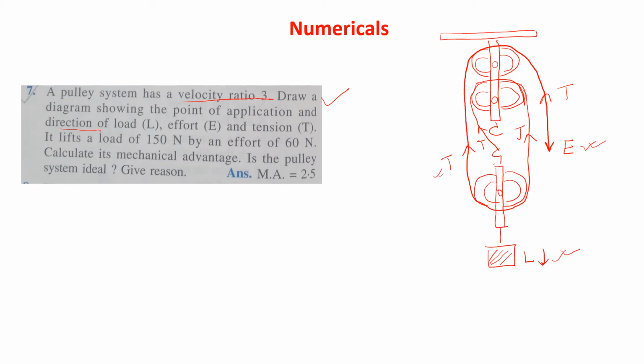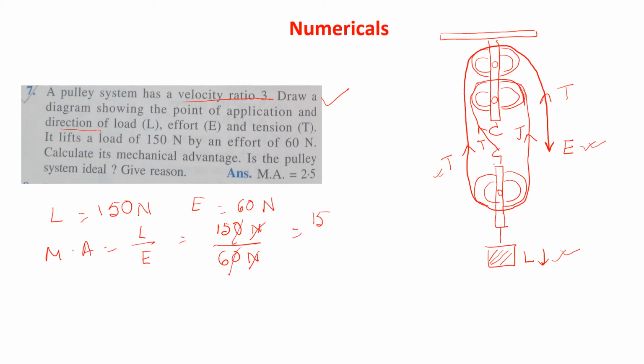Now it lifts a load of 150 Newton. So load is equals to 150 Newton and an effort is 60 Newton. Calculate the mechanical advantage. Mechanical advantage is equals to load by effort. So it is 150 Newton by 60 Newton. Now this Newton gets cancelled. It is 15 by 6, which is equals to 3 by 2.